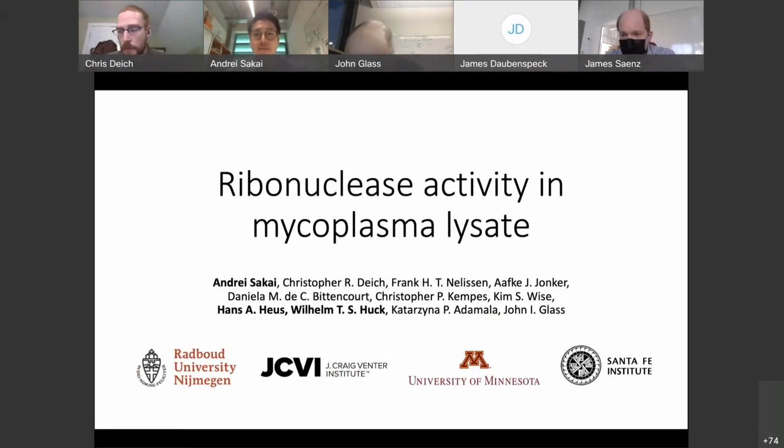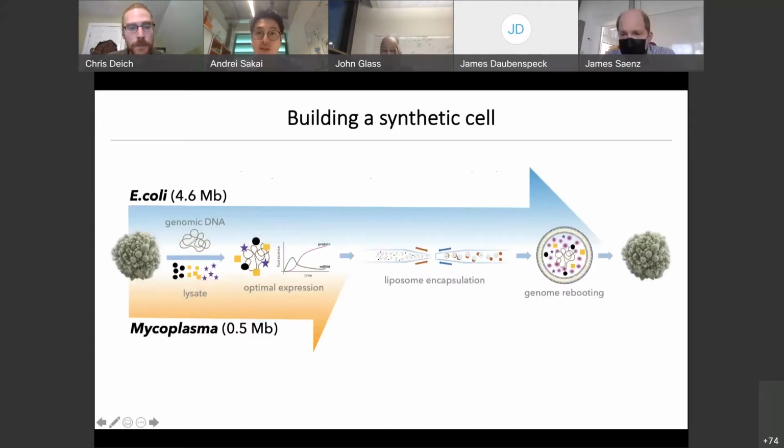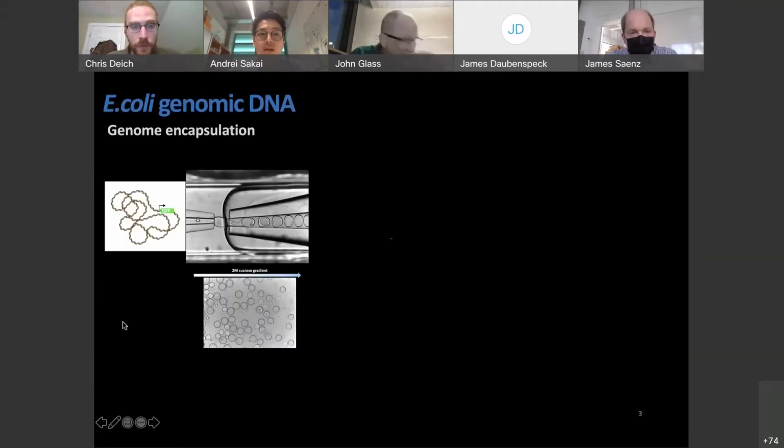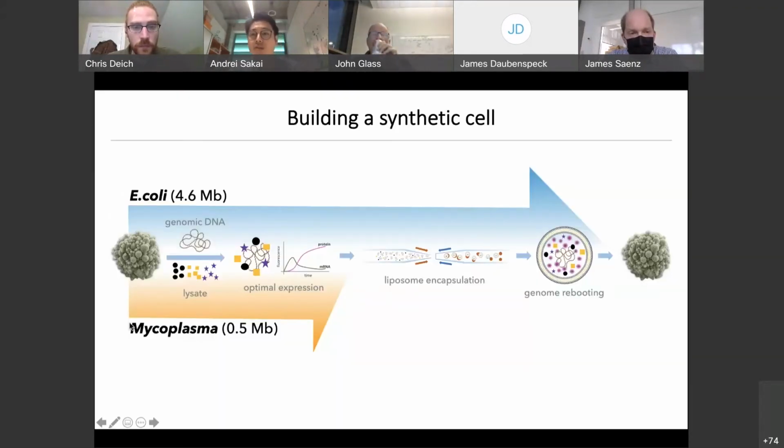Just before that, I want to give a general explanation about the projects that we are developing here in the Netherlands at the Radboud University. Our lab is also trying to build a synthetic cell, as Chris and Kate in Minnesota are. The way that we are doing this is a combination of top-down and bottom-up approaches. We start from living cells, isolate genomic DNA and also the lysate, and then put those parts back together in the cell-free expression reaction system.